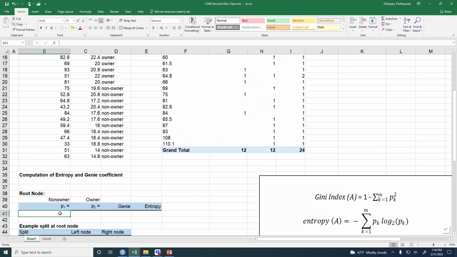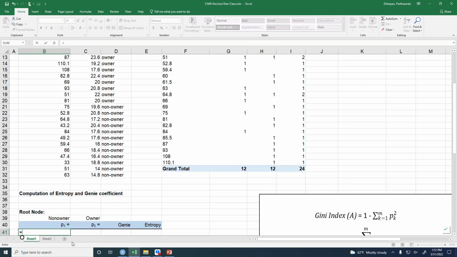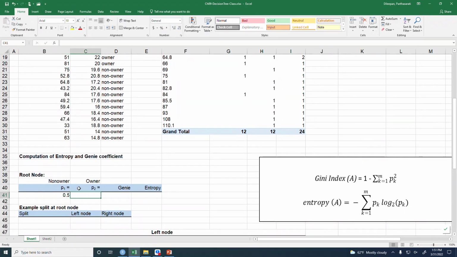So what is the proportion of non-owners? And then what is the proportion of owners? We can do that by simply dividing the total non-owners by the total number of observations. So that will be like G31 divided by I31. Since it's a binary target, just 1 minus P sub 1 is going to be P sub 2.